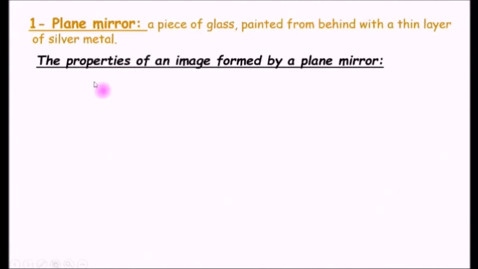Let's see the properties of an image which formed by a plane mirror. When you look at the mirror, what will you see? Firstly, the image is upright. Upright means not upside down. 2. Reversed, it means laterally inverted. Laterally inverted, it means the right hand of the person, when he looks at the mirror, the image of him, his right hand, the image will be the left hand.